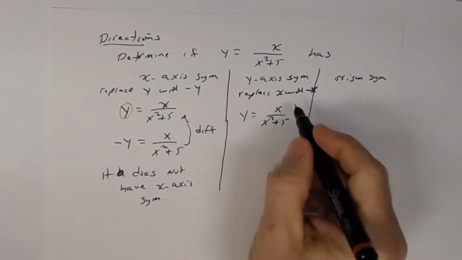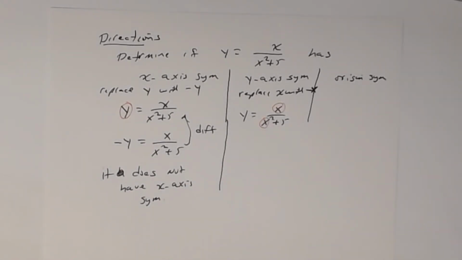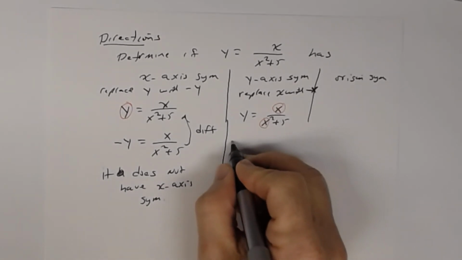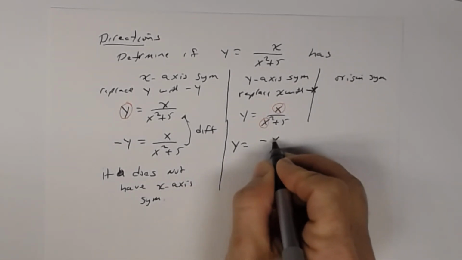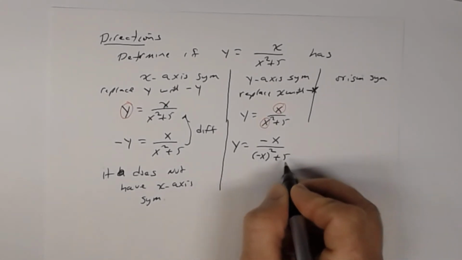And so wherever we see the variable x, I'm going to circle it, because now I've got to replace what I've circled with negative x. So you're going to write this. You're going to say y equals negative x divided by negative x in parentheses squared. That's important to remember. You got to do this right here. Negative x in parentheses plus 5.